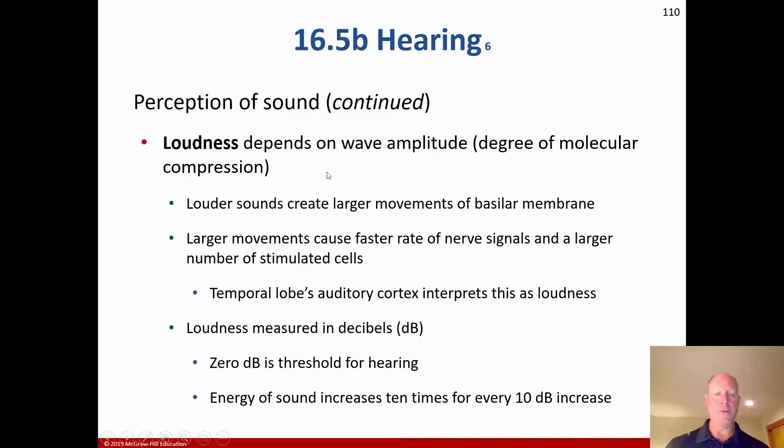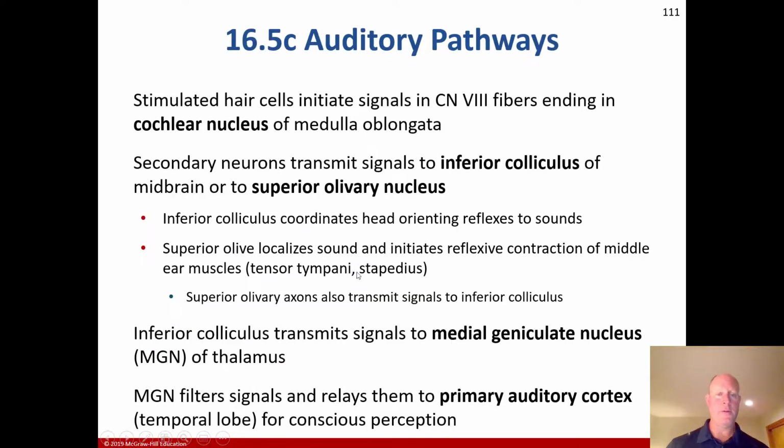Now, loudness, which is on your exam, depends on wave amplitude, the degree of molecular compression. You need to know these basic components of loudness. Louder sounds create larger movements of the basilar membrane. Larger movements cause a faster rate of nerve signals and a larger number of stimulated cells. The temporal lobe's auditory cortex interprets this as loudness. Loudness is measured in decibels, and 0 decibels is the threshold for hearing in general, and the energy of sound increases 10 times for every 10 decibel increase.